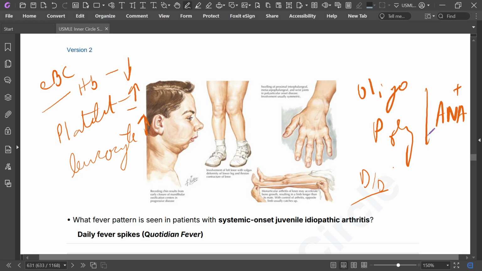There is non-pharmacological management and pharmacological management. NSAIDs, glucocorticoids, and disease-modifying anti-rheumatic drugs can be given. And in systemic JIA, there are some complications, very high. In systemic JIA, there may be macrophage activation syndrome.